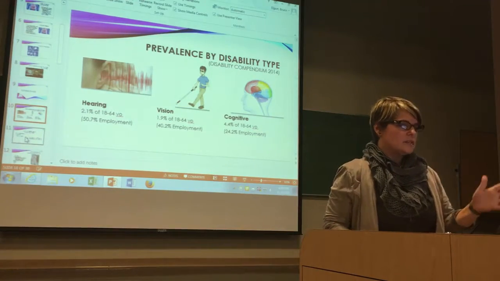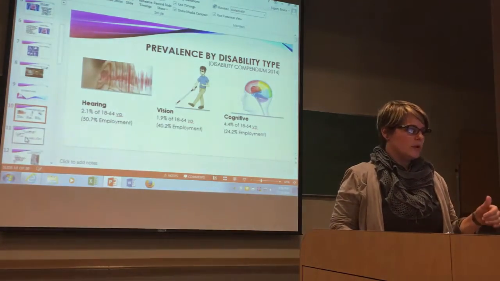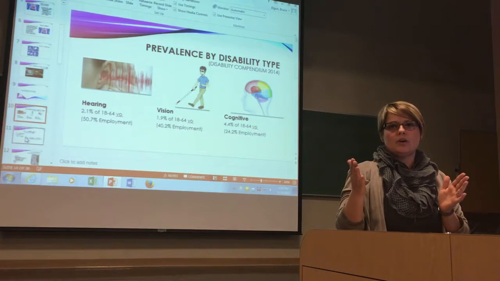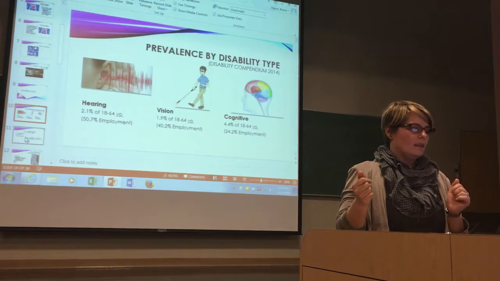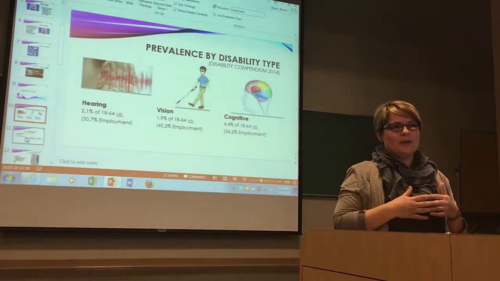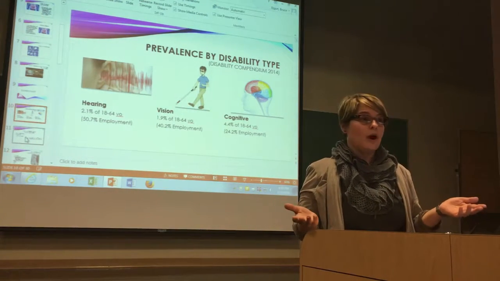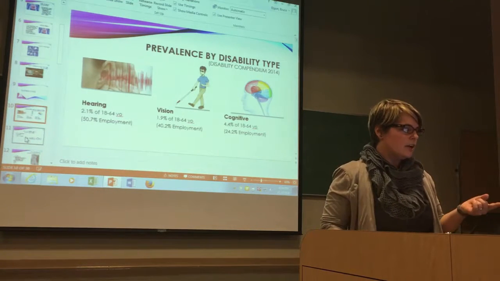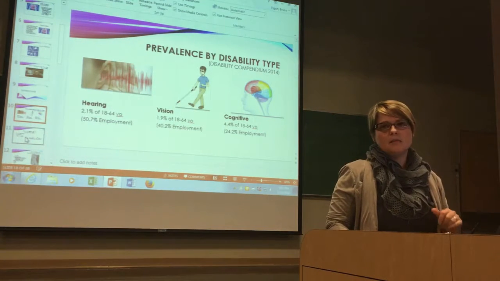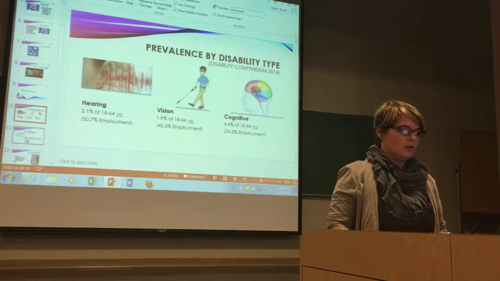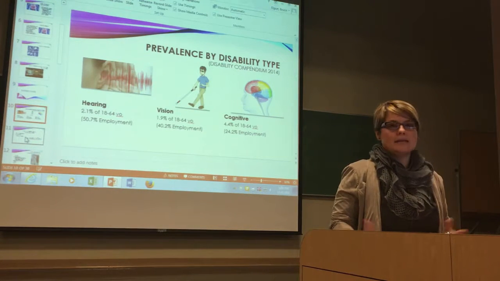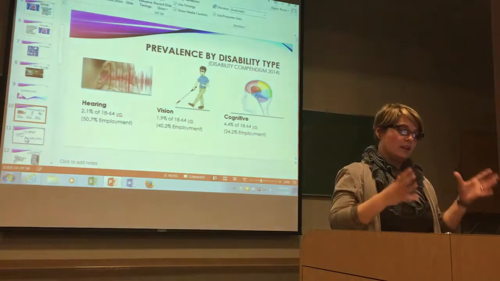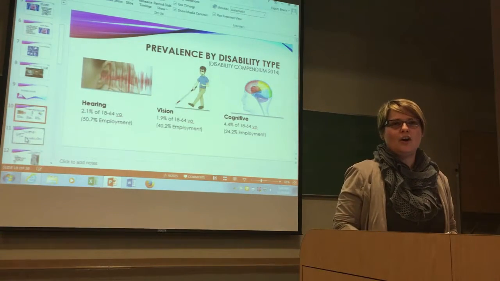So this is according to the Disability Compendium from 2014, people with hearing loss. And I focus on ages 18 to 64 years old. So, of course, after 64 years old, the numbers are going to go up quite a bit, right? For hearing loss, for example. But for hearing loss, 2.1% of the population from 18 to 64 years old has hearing loss. And among the people with hearing loss, 50.7% of them are employed.